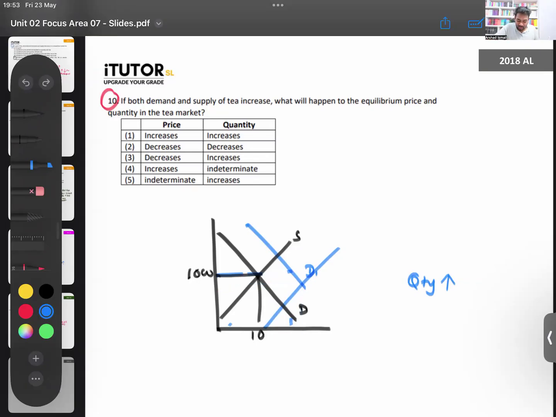So they have not told you whether they are increasing equally or not. If it changes equally, you can say the price is equal. But otherwise, you can't tell. So your price can either increase, decrease, or stay constant. We don't know. Quantity we know for sure, it will increase. So it's the same knowledge they're testing as in the previous one, just changing the question a bit. Price is indeterminate, but quantity for sure will increase. So which one is your answer?